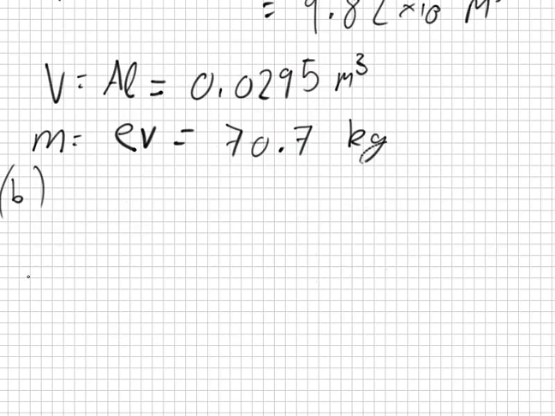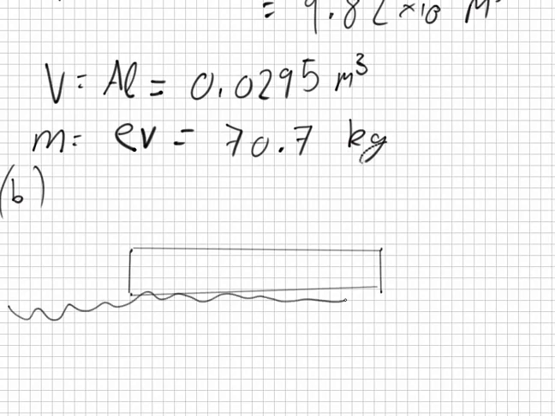Okay. Next part is this is on the ground and the man lifts one end of it while the other end is on the ground. How much force does he need to lift the pipe? So if I draw this situation, here's the pipe on the ground. Here it is here. And he lifts it up this end with a force.